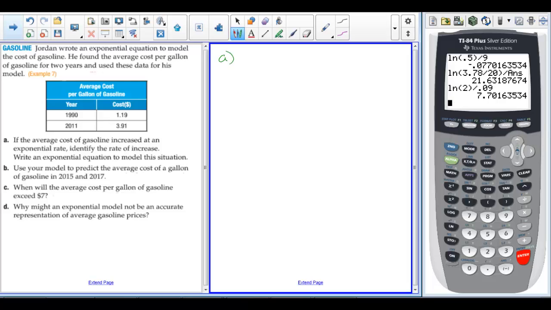So letter A, we'll set 1990 as year 0, and the cost was $1.19. So that means 2011 was year 21, and the cost was $3.91. And since the equation calls for an initial value, it's real handy to just make the first year the initial value.